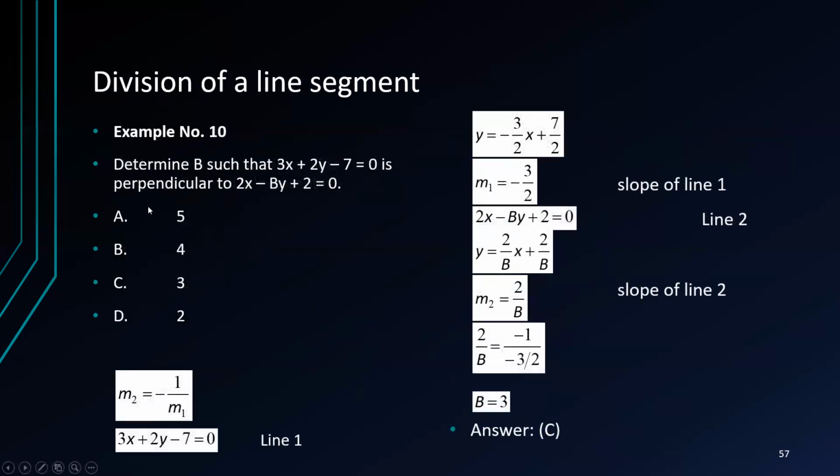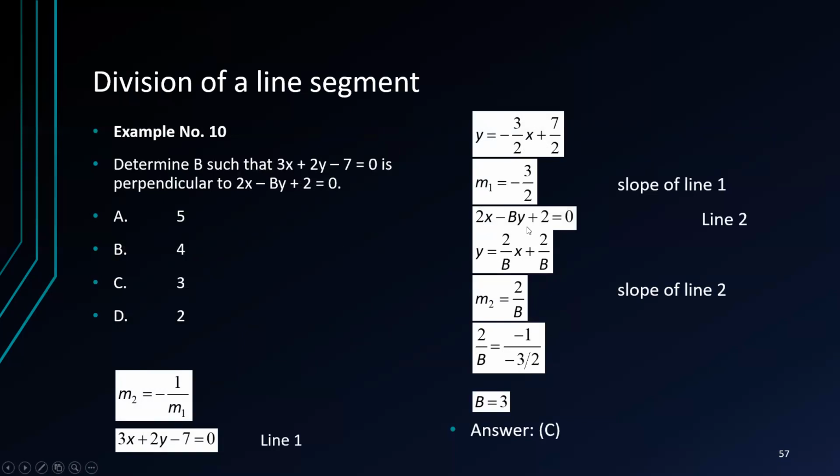Number 10. Determine b such that 3x plus 2y minus 7 is equal to 0 is perpendicular to 2x minus by plus 2 is equal to 0. So note, solution ito. M2 is equal to negative 1 over M1. So M1 ito, M2, yung isa. Okay? So 3x plus 2y minus 7 is 0. What is the slope? Y is equal to, slope-intercept form, negative 3 over 2 x plus 7 over 2. So the slope M1 is negative 3 over 2.